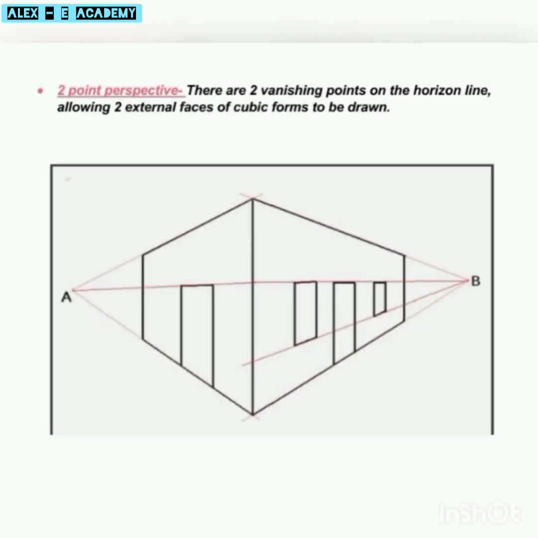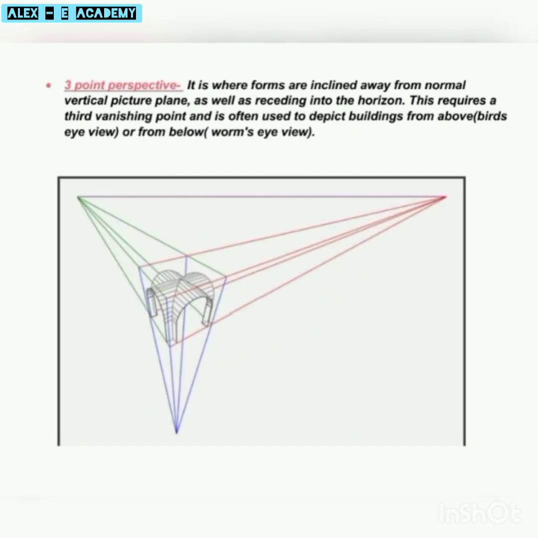The fourth type is the 2-point perspective. If there are two vanishing points on the horizon line which allows two adjacent external cubic sides of a building to be drawn, then it is said to be 2-point perspective. The fifth type is the 3-point perspective. In this type, there are three vanishing points on the horizon line. It is mainly used to depict a building's view from above or from below.